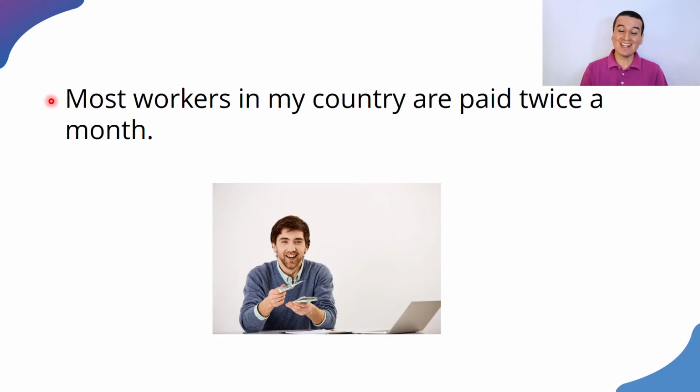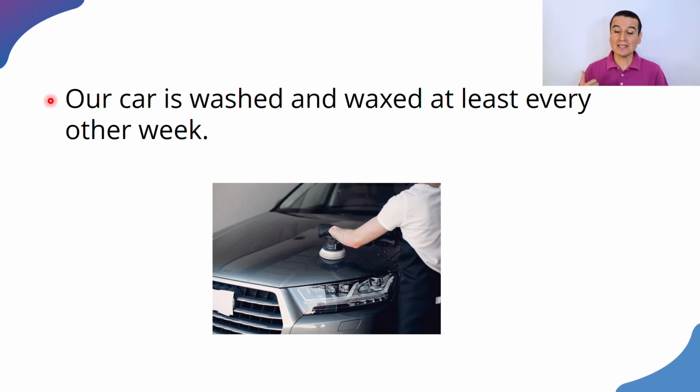All right. Next, our car is washed and waxed at least every other week. What are the actions? Wash and wax. Who waxes? The cars? Our car waxes or washes itself? No. So somebody else does it. So the car is the recipient of the action. So that sentence is written in the passive voice. We're going to pronounce them all in a moment.